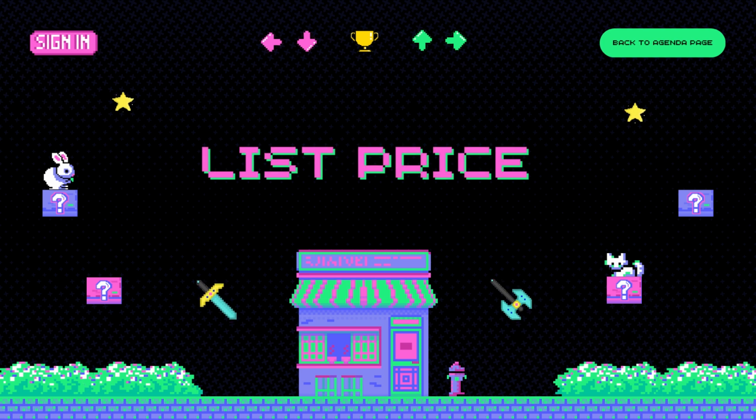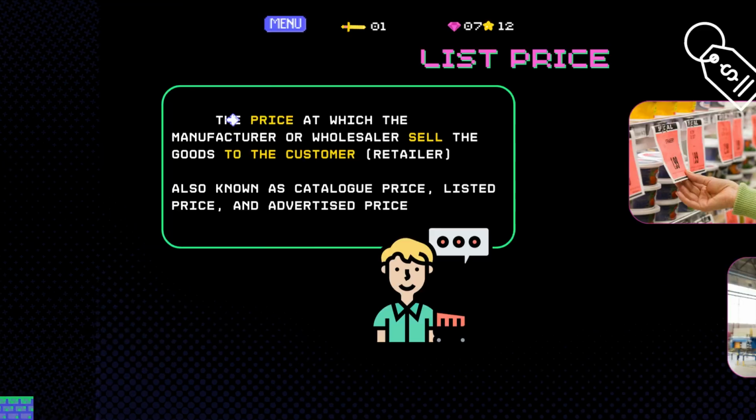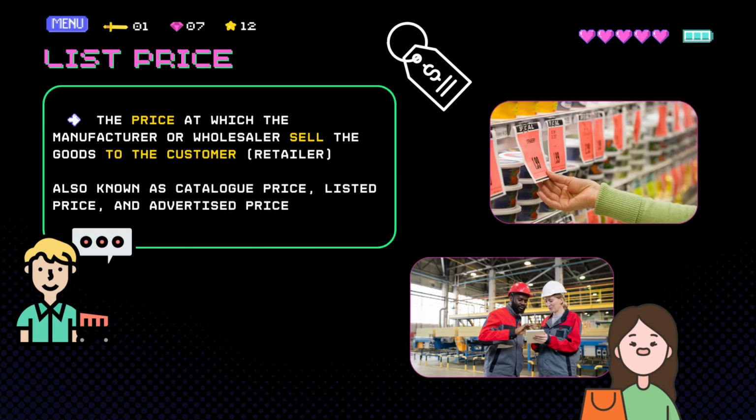Okay, hello, my name is Afika and I will be explaining about list price and also net price. First of all, what is list price? List price is the price at which the manufacturer or wholesaler sells the goods to the customer, who is also known as the retailer. It is also known as catalog price, listed price, and advertised price.